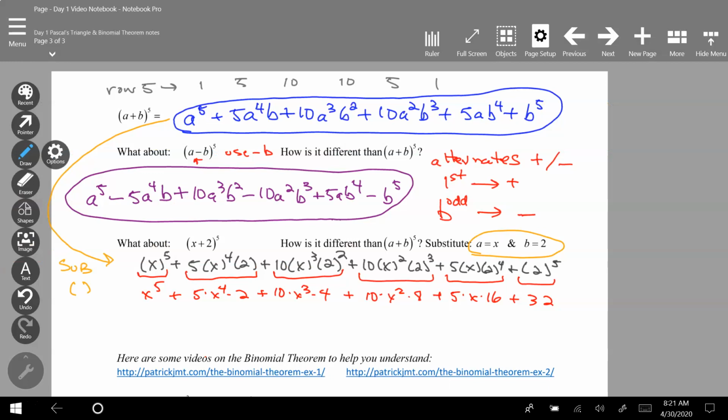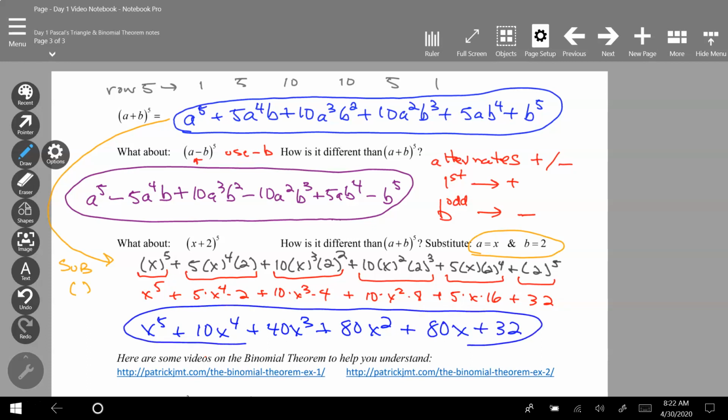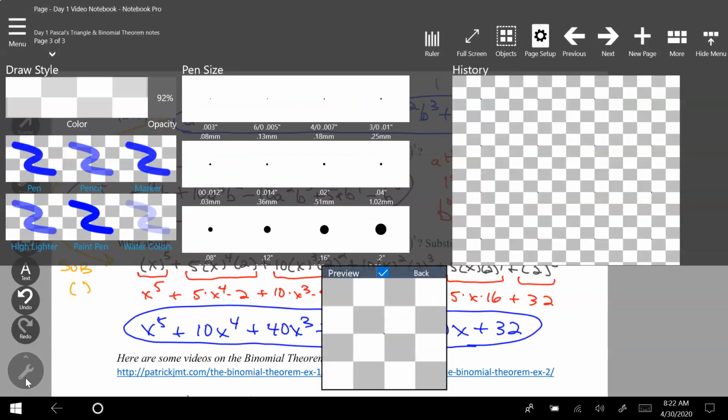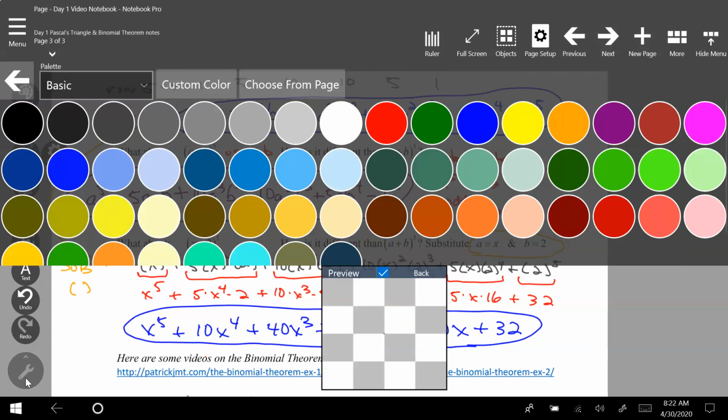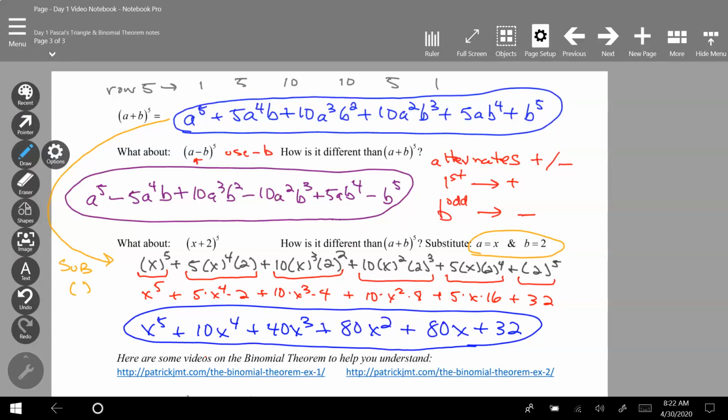I get x to the 5th plus, well, 5 times 2 is 10, x to the 4th plus 10 times 4 is 40, x to the 3rd plus 10 times 8 is 80, x squared plus 5 times 16 is 80x plus 32. That's what it turns out to be. Not that hard. Just do one little term at a time, substitute things in, and if you got to use your calculator to do the arithmetic, use your calculator.